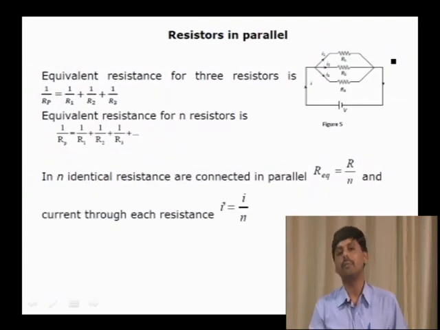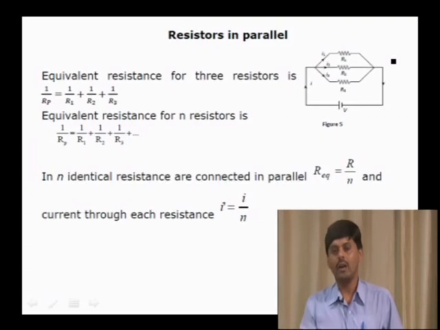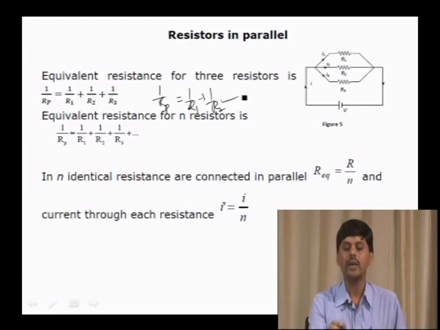Similarly for parallel combination, in this diagram I have taken 3 resistors connected to 2 common points, and the common points are connected to the source. The equivalent resistance is 1 by Rp, Rp meaning parallel, equal to 1 by R1 plus 1 by R2 plus 1 by R3. This is for 3 resistors. If you have only 2 resistors, then Rp is given by 1 by R1 plus 1 by R2. Like this we are going to use.